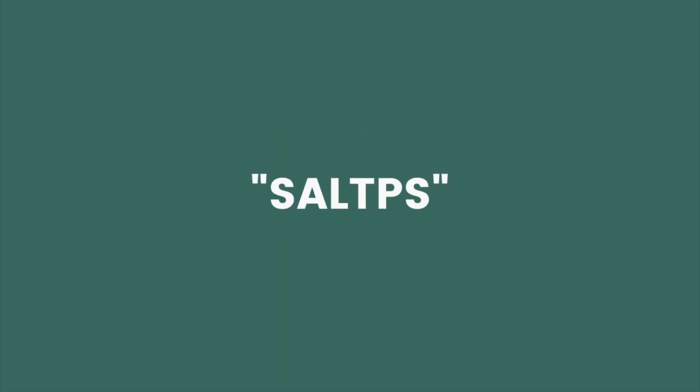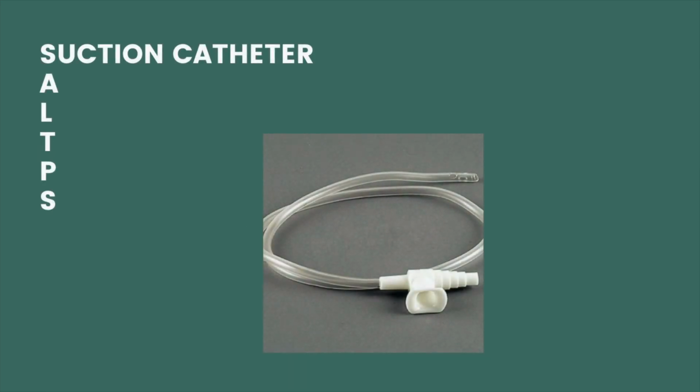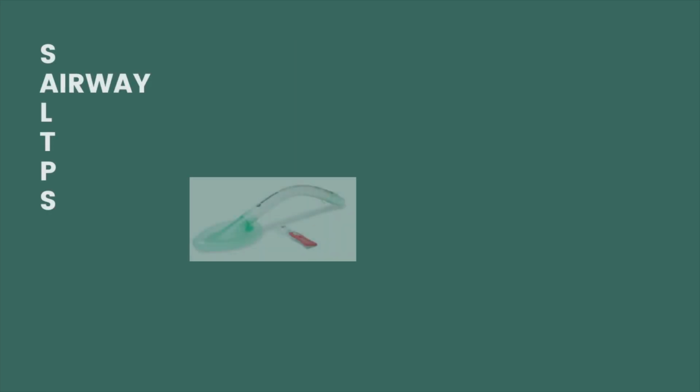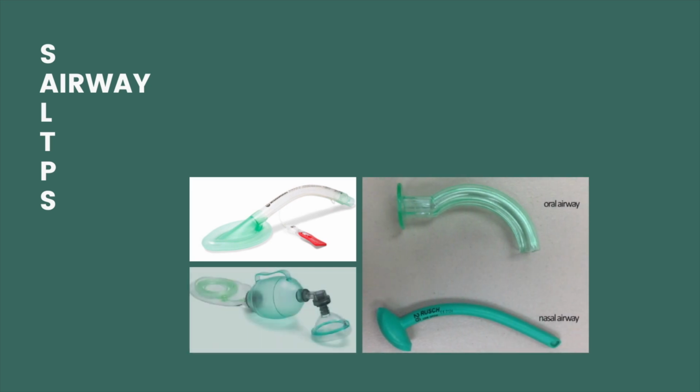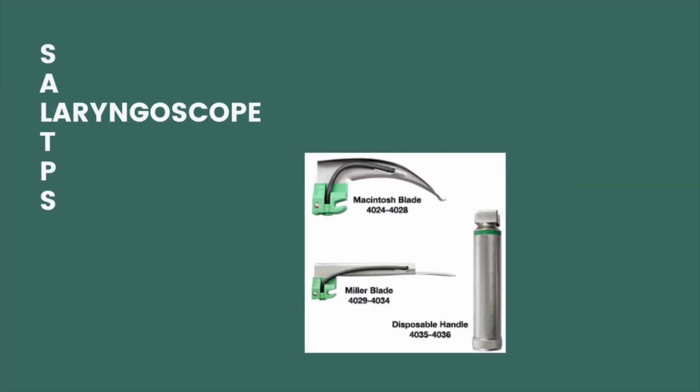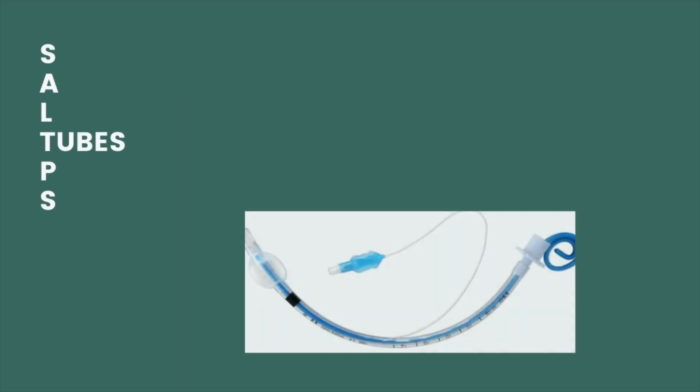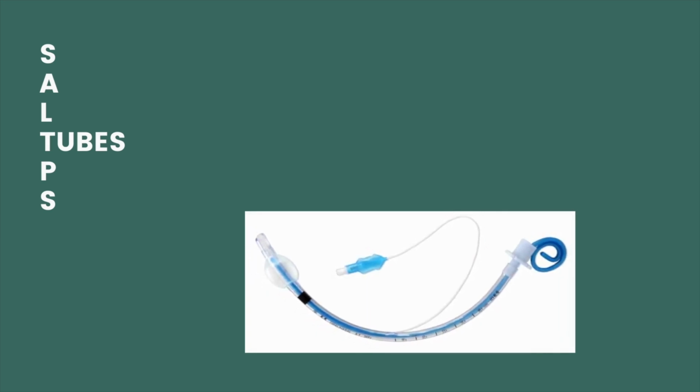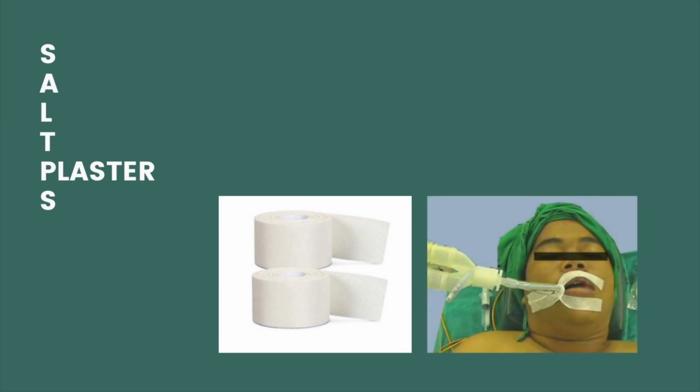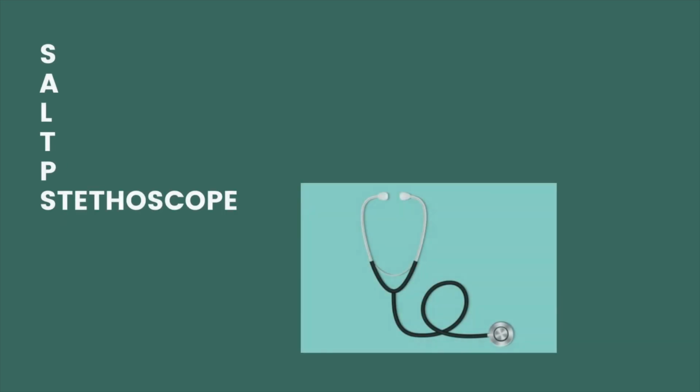SALT PS. These materials should be by your bedside during intubation. S for suction catheter, A for airway, L for laryngoscope, T for tube. Choose the appropriate endotracheal tube for the patient. P for plaster to secure the endotracheal tube, and S for stethoscope to confirm placement.